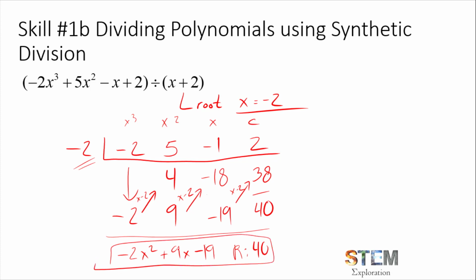And if you're like, well, what does this actually mean? Well, what it actually means is that if you were going to write this out, you would have to say x plus 2, multiplied by negative 2x squared plus 9x minus 19, and you would have to add 40 to that answer once it's all said and done in order for it to be equal to this polynomial once again. So when you're going through, it's just a useful technique. It's just a different technique, and if you have a simple binomial that you're trying to factor out, it works really good.